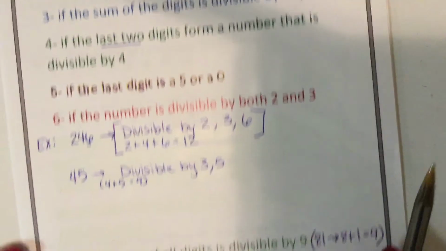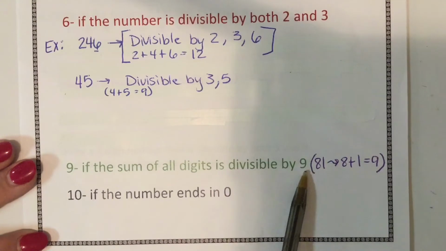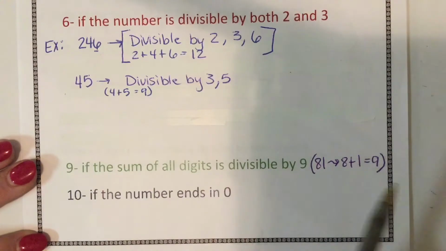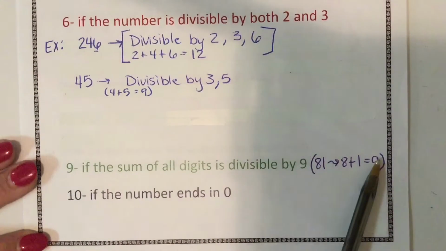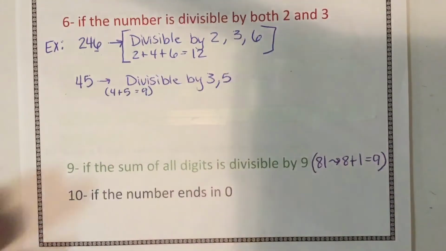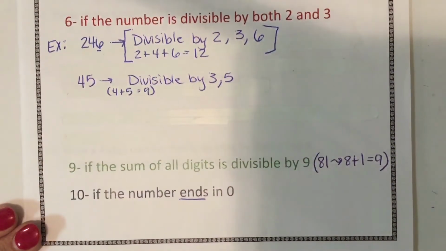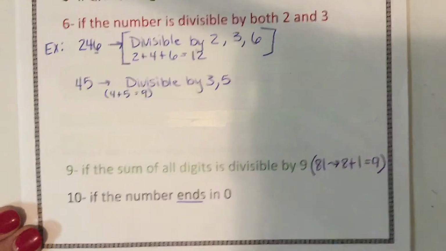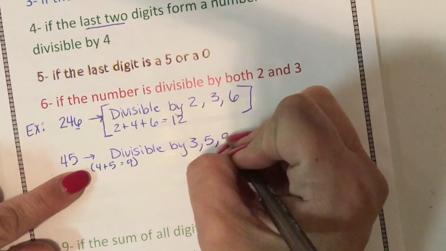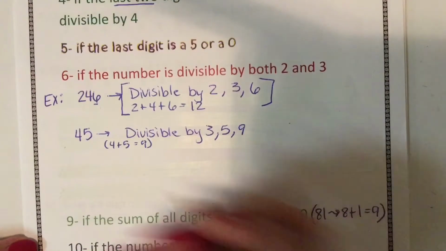We're going to look at a few more. Okay, the last two: 9 is if the sum of all digits is divisible by 9, so exactly like the 3. 81: 8 plus 1 is 9. 9 goes into 9 evenly. So 81 is divisible by 9, which means it's also going to be divisible by 3 because 3 goes into 9 evenly. And then 10: if the number ends in a 0, it's divisible by 10. So that means 45 is also going to be divisible by 9 because 4 plus 5 is 9 and 9 goes into 9 evenly.